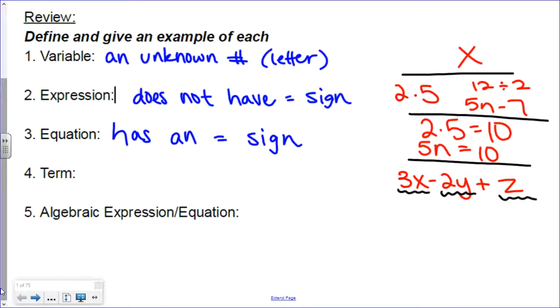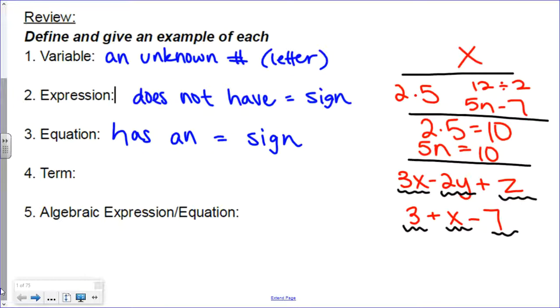So let me do this. These are still terms. So what are terms? They could have numbers. They could have variables. Could be. Does it have to have both of them, though? Doesn't have to have both of them. Could be just a number. Could be just a variable. How many terms are there here? There's 3 of them, right?